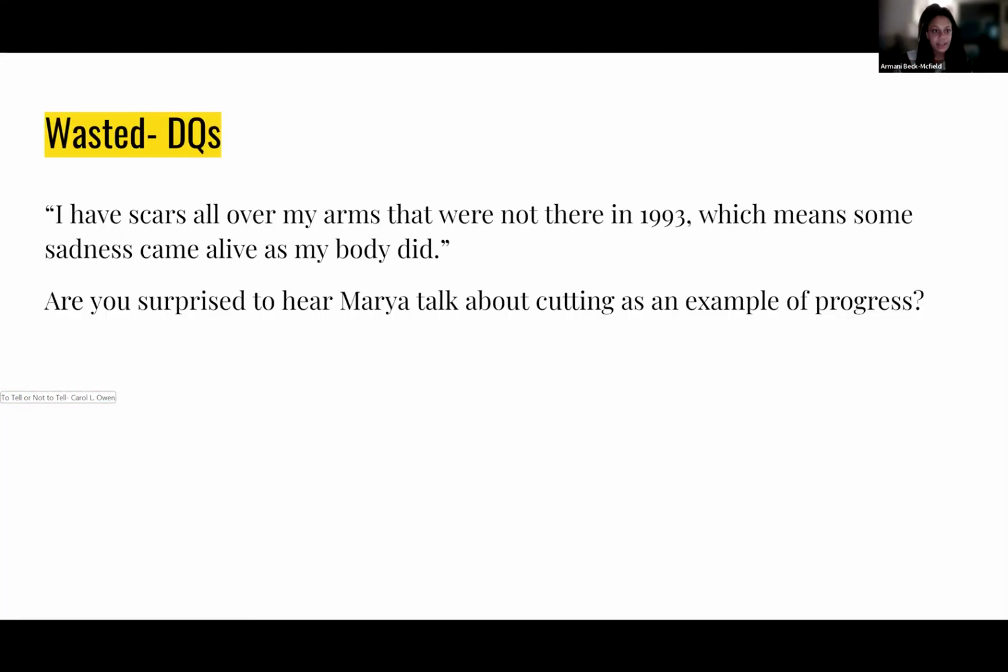Okay, Wasted. Give me a short summary of Wasted. And I'm going to ask you a few discussion questions and we'll do something similar. So I have scars all over my body that were not there in 1993, which means some sadness came alive as my body did. So this is totally opinion-based. A few sentences is fine. Just show me you're engaging. Were you surprised to hear Maria talk about self-harm as an example of progress? Did that bring anything up for you?